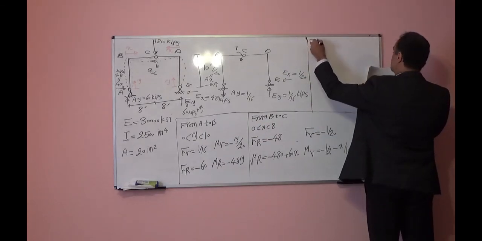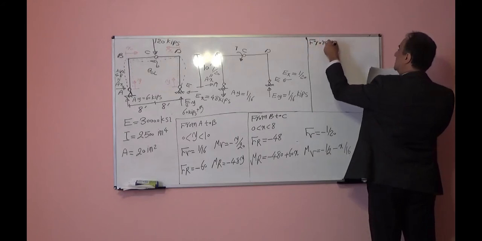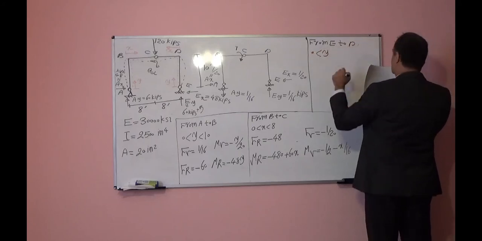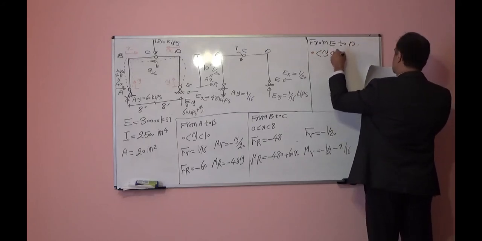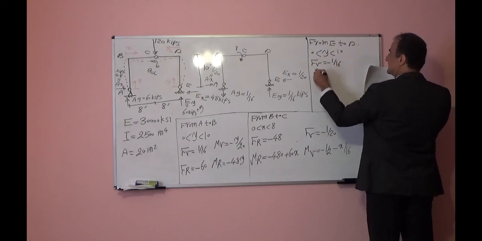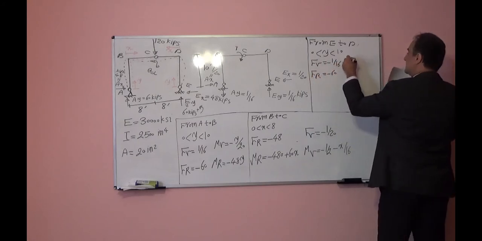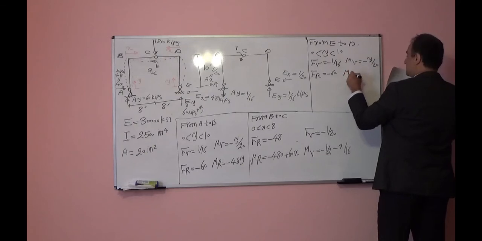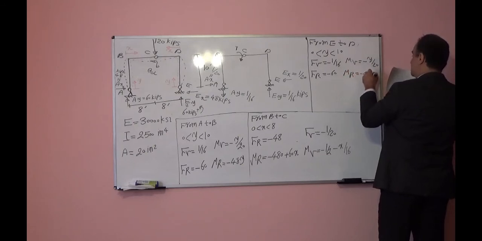From E to D, y varies from 0 to 10. FV will be negative 116, FR will be negative 60, MV will be minus y over 20, MR will be negative 48y.